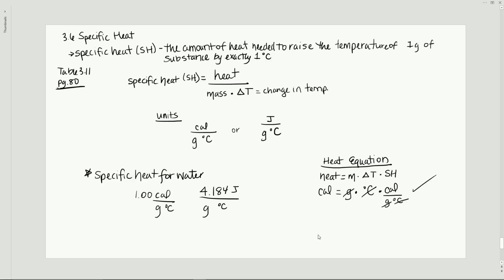If we need to get the heat in joules, then it's very similar. So grams times degrees C times our units for specific heat in joules, which are joules per gram degrees C. Okay, again, grams and degrees C are going to cancel since we have them in the numerator and the denominator, so we are left with joules.